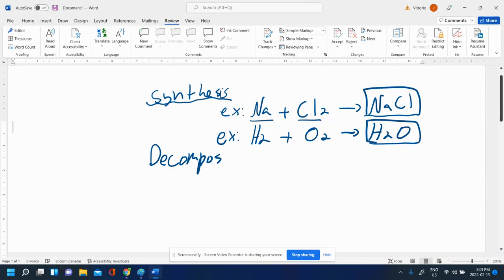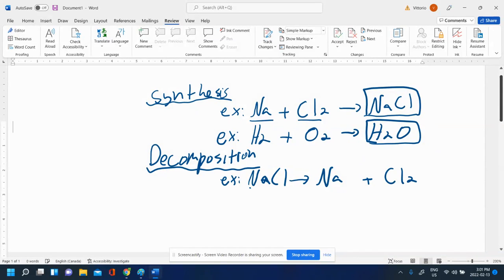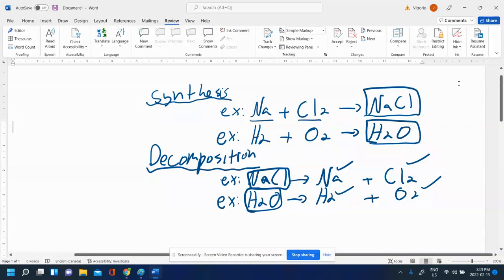And when we say we're breaking, we call it a decomposition reaction. So it's the reverse of what we saw above. So I could just take the NaCl, use some energy to break it apart, and I get Na plus Cl2. One big thing becomes smaller parts. I might have H2O, put some electricity through it, and it will become H2 plus O2. You had one bigger thing becoming two smaller parts. So synthesis and decomposition are essentially opposite of each other.